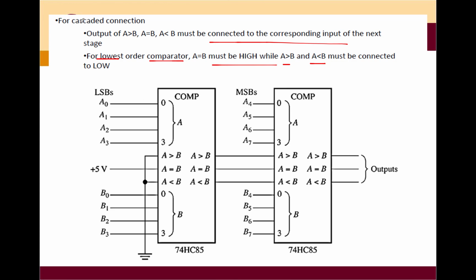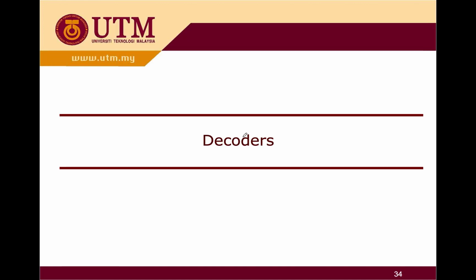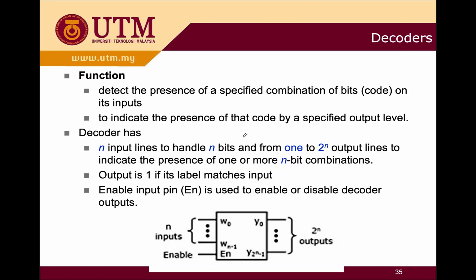So this is for cascade connections, how we're going to combine it together. So let's move to our decoders.